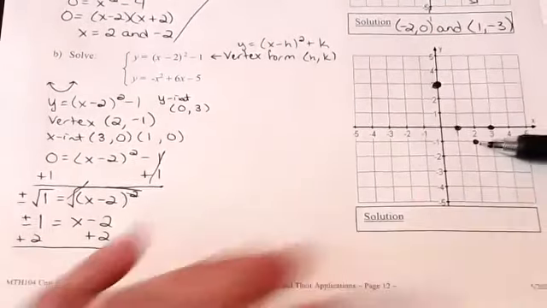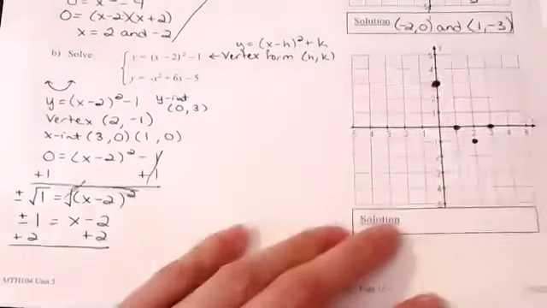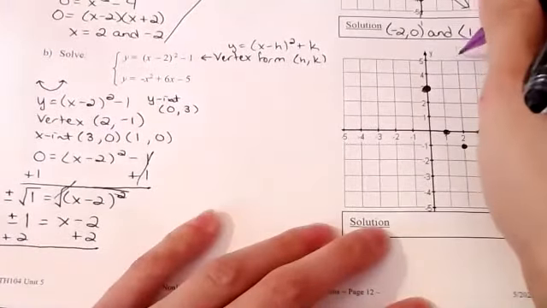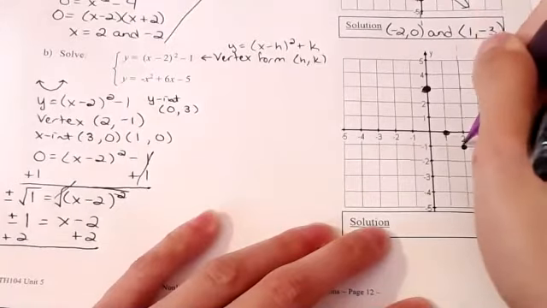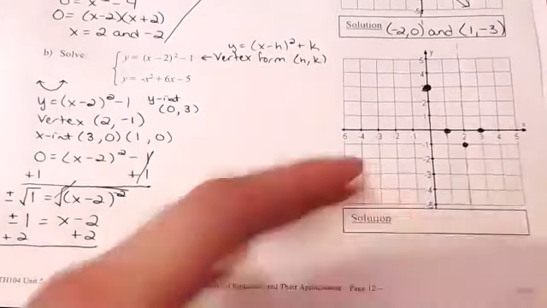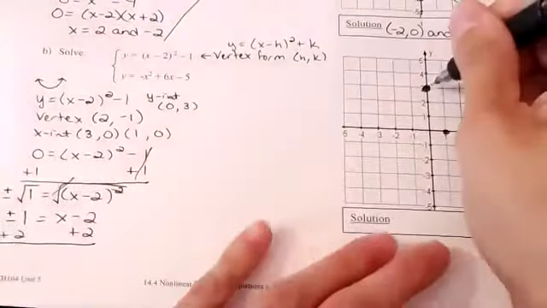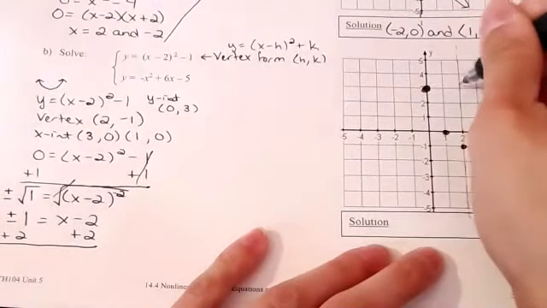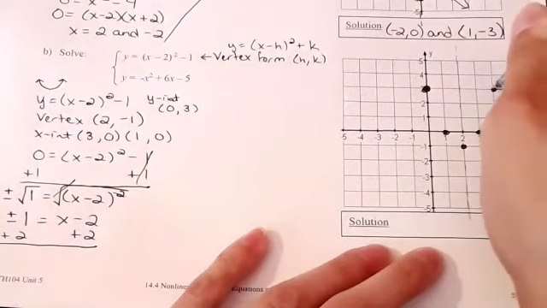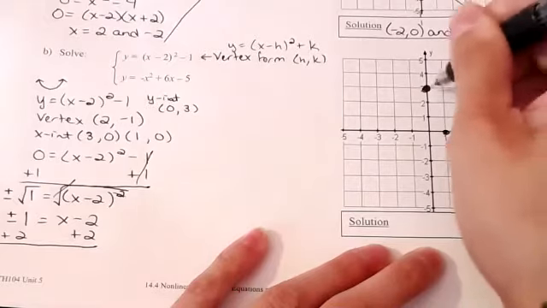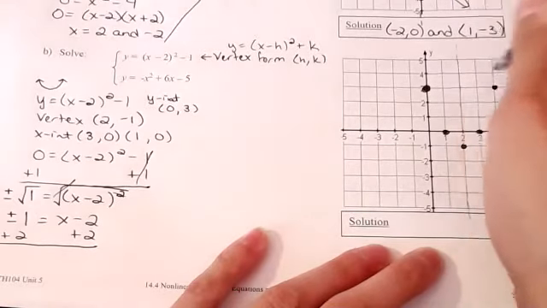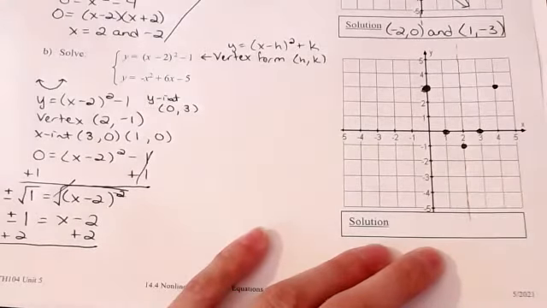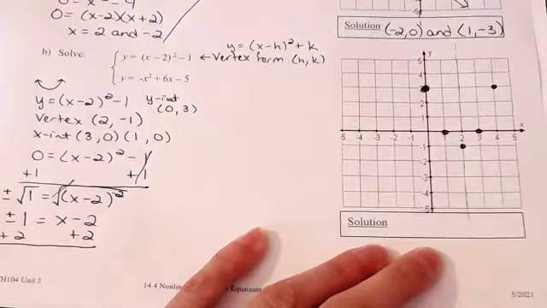Because we know the vertex is 2, negative 1, my parabola is symmetric about this line, right? The line always goes through the vertex. So if I'm 2 away from the axis of symmetry here, I'm 2 away on the other side. And I like to draw the extra dot just so I can make the U as perfect as I can.